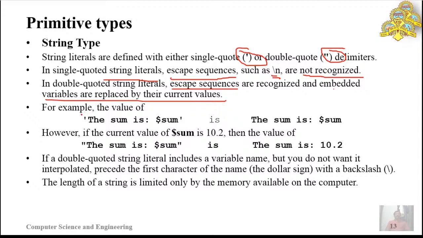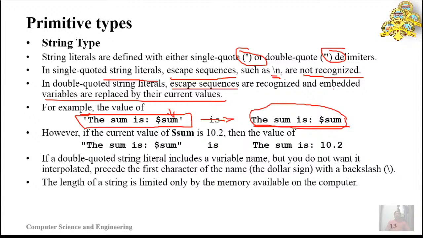For example, here is a variable statement that is a string. The sum is colon dollar sum, and this string is enclosed between single quote. And when we process in PHP, it will be evaluated to the sum is colon dollar sum. That means even though dollar sum is a variable and if it contains some value, that value is not replaced in place of variable name. It is processed just like normal characters.